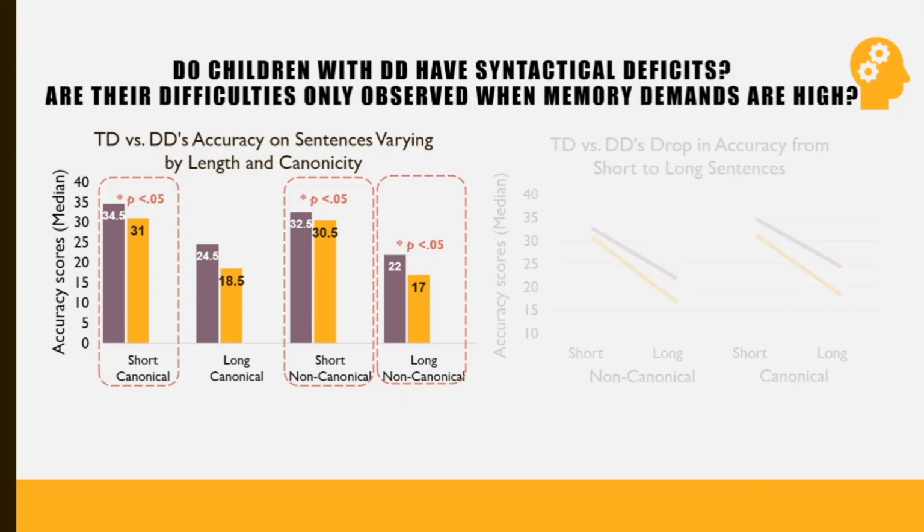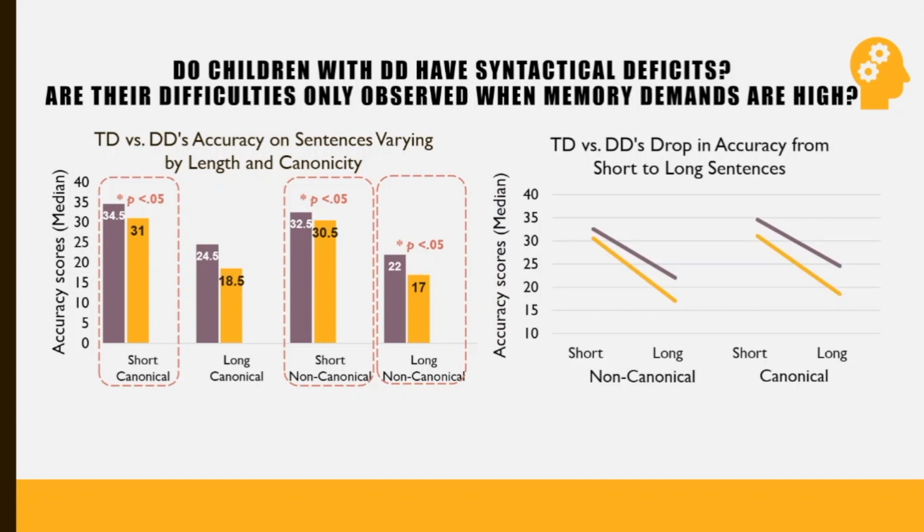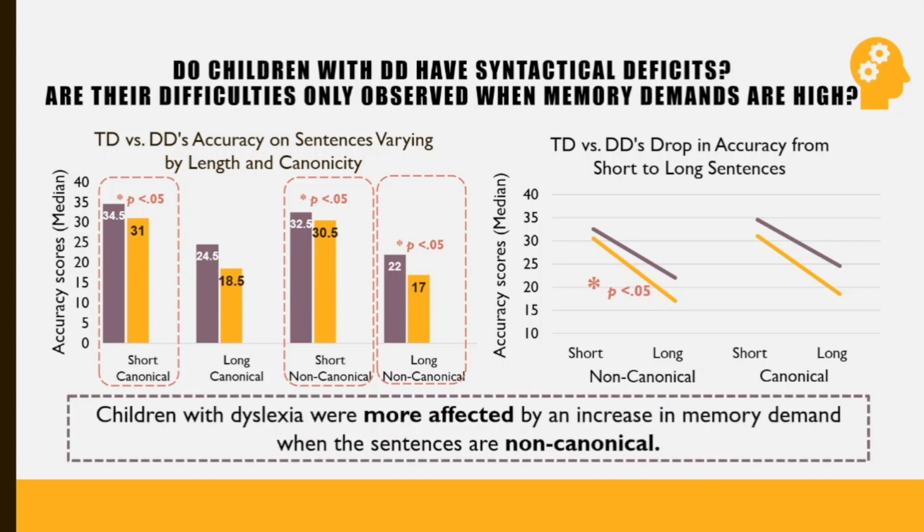If we look on the left, if I ask you to repeat a short sentence, and then ask you to repeat a long sentence, I would expect that your accuracy would drop from short to long. And yes, we saw that for all the children, except that the group with dyslexia had a significantly greater drop in their accuracy when we moved from short to long sentences, only when the sentences were non-canonical, more complex. So you see that the children with dyslexia were more affected by an increase in memory demand when the sentences are non-canonical. So this shows that they do have some syntactical deficits.